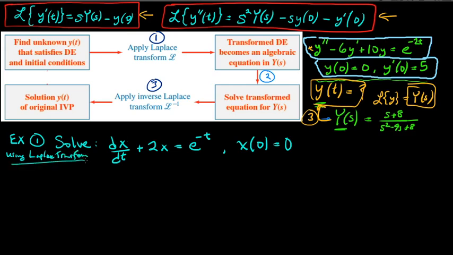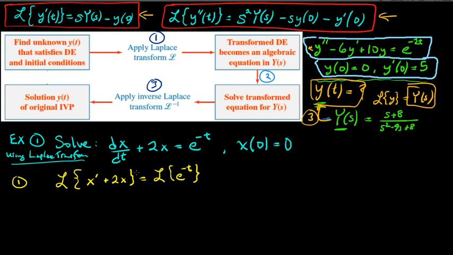So just another way to do it. All right, well, let's start with step one. We want to take the Laplace transform of both sides. So this is just x prime plus 2x on the left, and e to the negative t on the right.